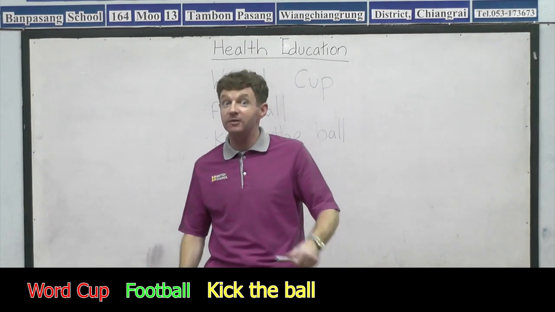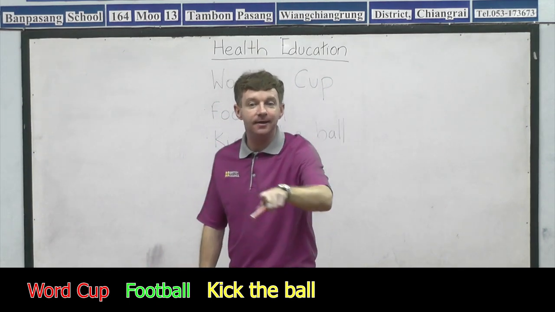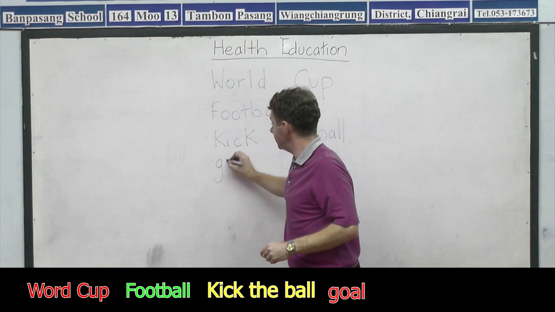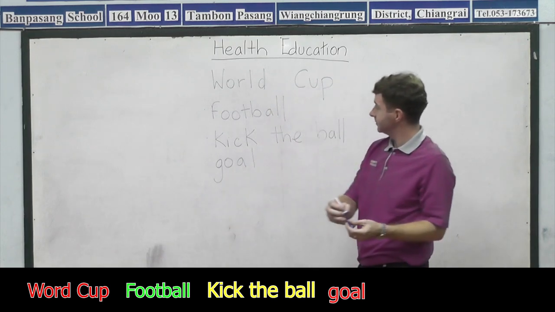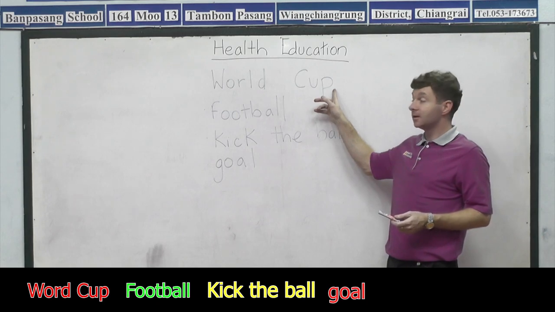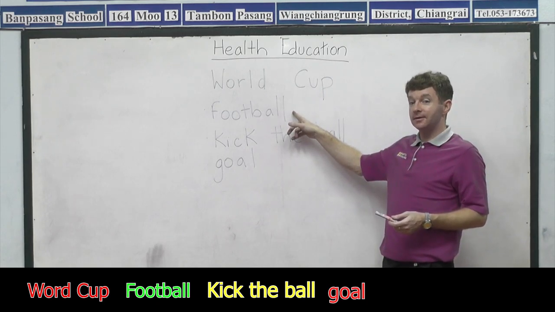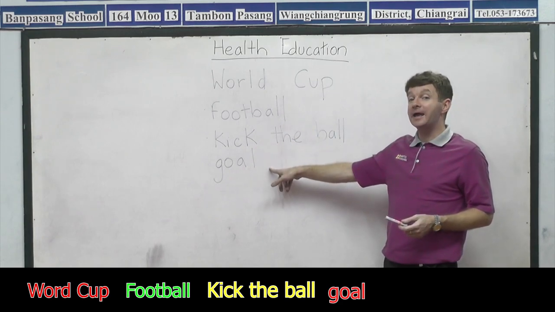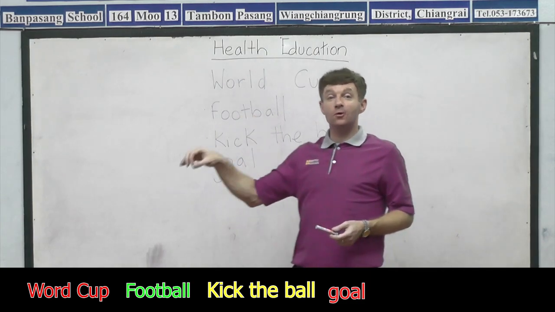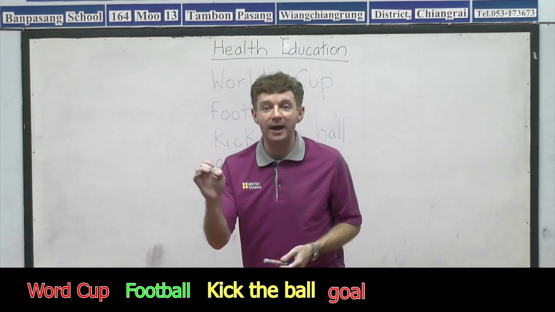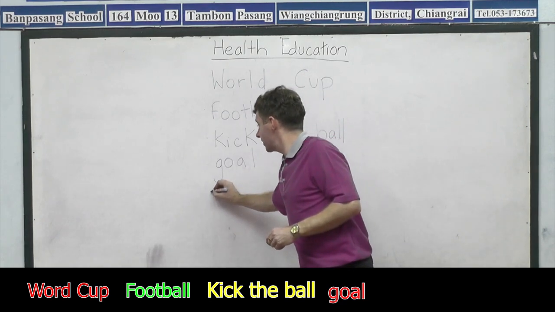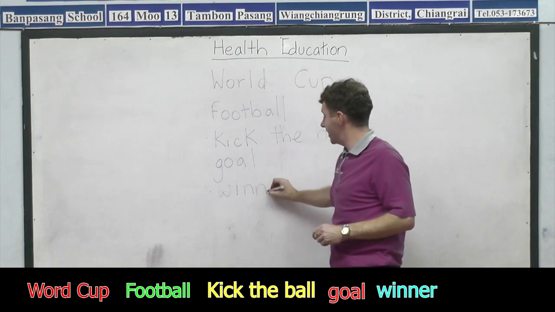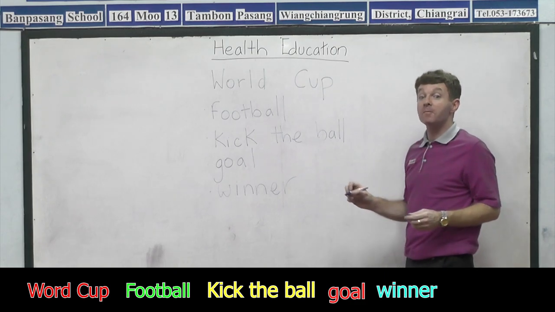And what do we try to do in football? We kick the ball. We try to score a goal. Excellent. How do we spell goal? G-O-A-L. So we have the World Cup, which is about football. And we try to kick the ball to score a goal. If we score a goal, we might become the winner. How do we spell winner? W-I-N-N-E-R. We can be the winner.